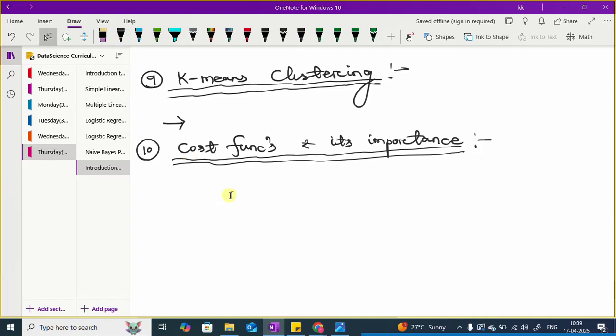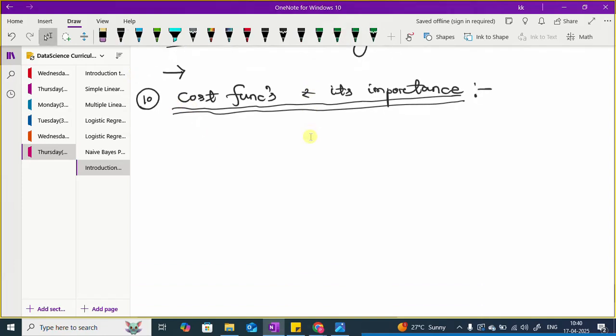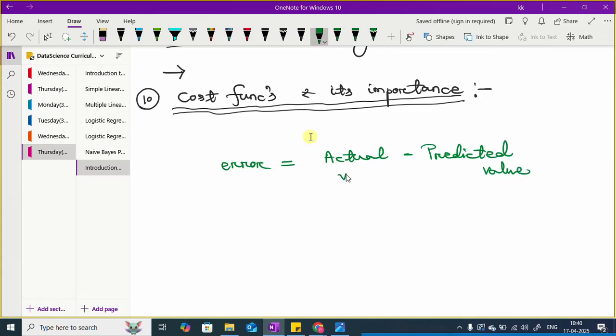Okay, guys, what do you mean by cost function? This thing you know already. Do you remember the error term we are talking about? We calculated the difference between the actual value and predicted value. This is actual value and this is predicted value. This is called our error term. Yes, you know already this thing.